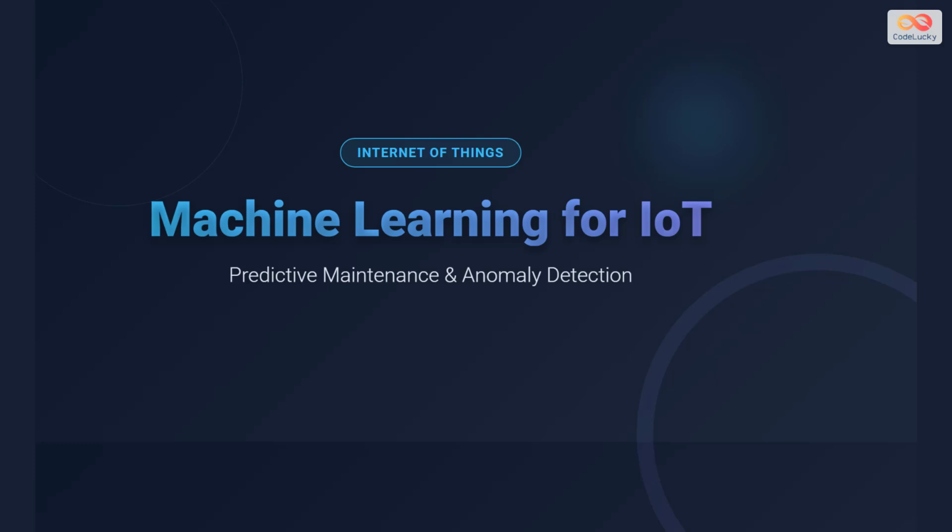Welcome to our guide on machine learning for the Internet of Things. Today, we are exploring one of the most valuable applications in the tech industry, predictive maintenance and anomaly detection. If you are interested in how smart devices can predict the future to save costs, you are in the right place.